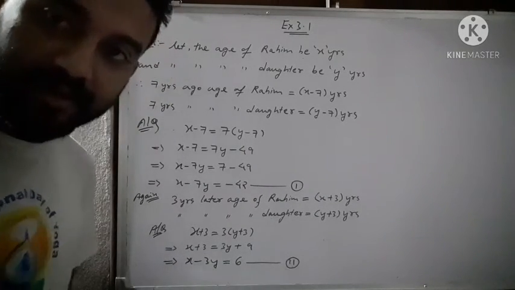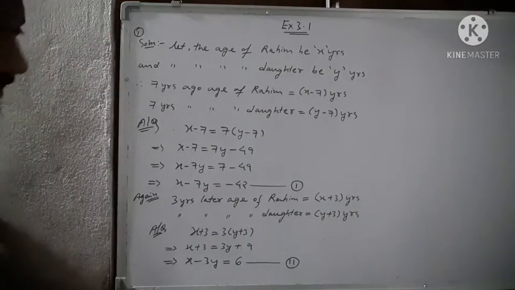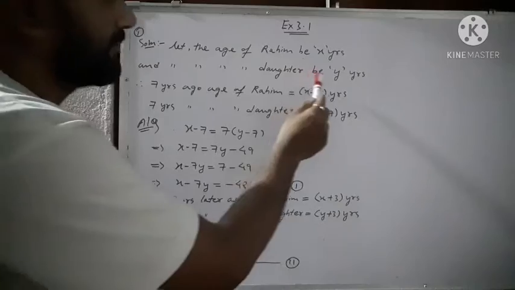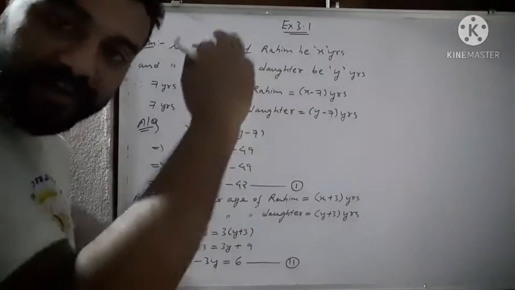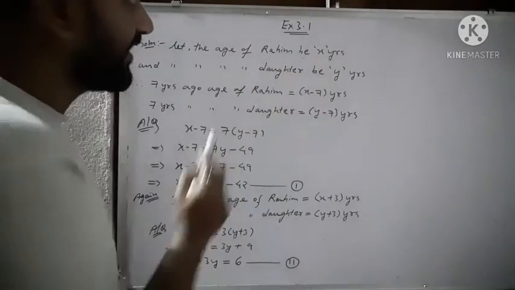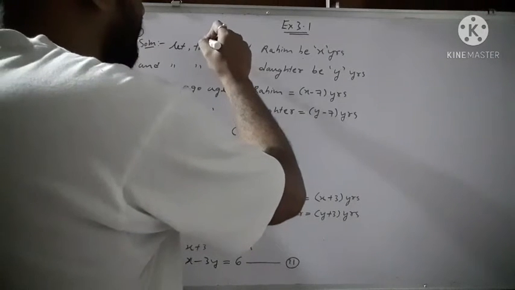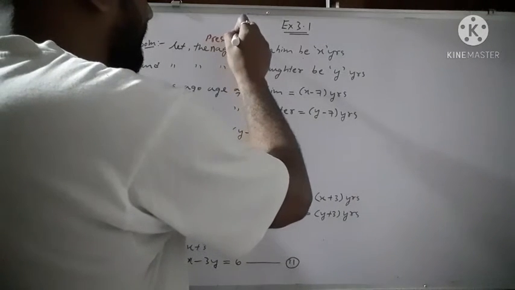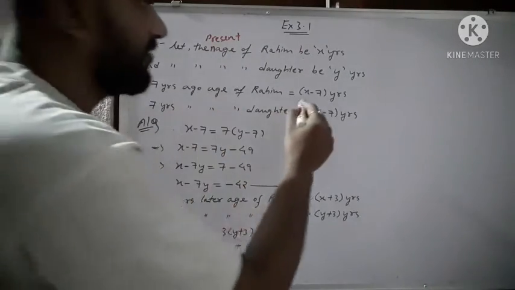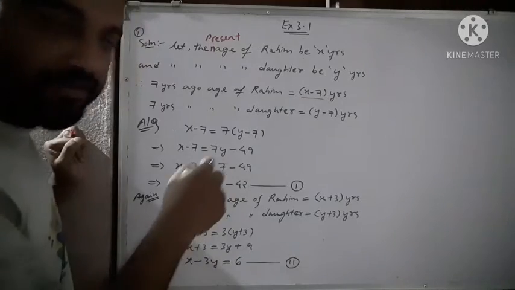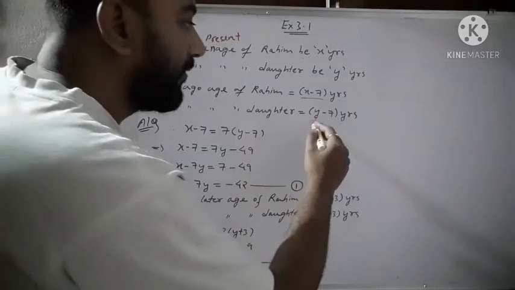Here we will consider, let the present age of Rahim be x years and the age of the daughter be y years. So 7 years ago, the age of Rahim will be x minus 7. Similarly, 7 years ago, the age of the daughter will be y minus 7.